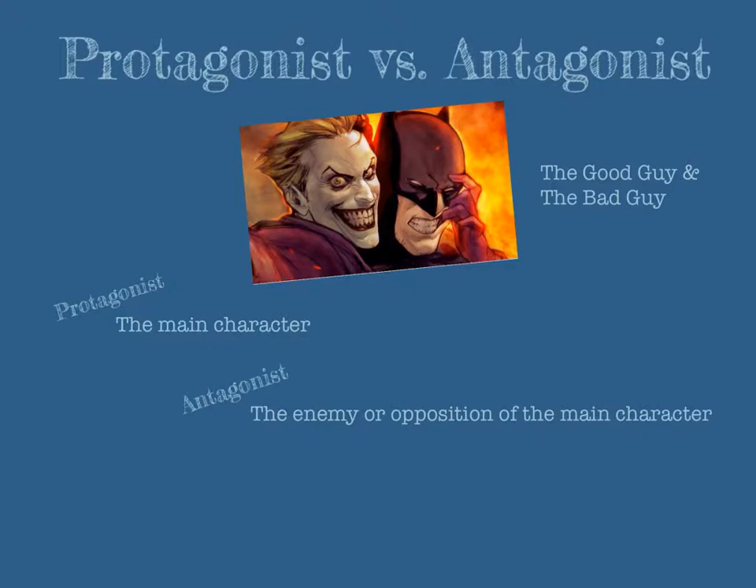The antagonist is just going to be the enemy or opposition to that main character, which means that an antagonist doesn't always have to be a character. In some science fiction movies, the antagonist might be a robot or some sort of lab experiment gone wrong. The antagonist could be a tornado, some meteor coming and destroying Earth. So there are all different types of antagonists.